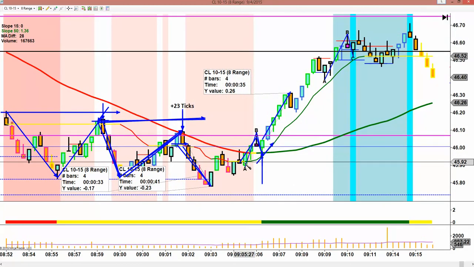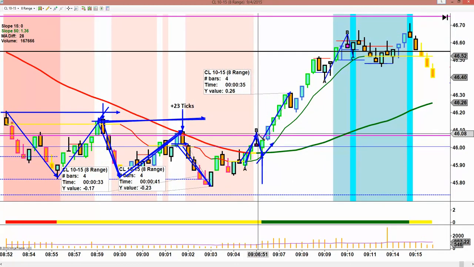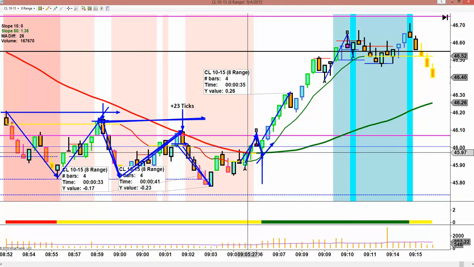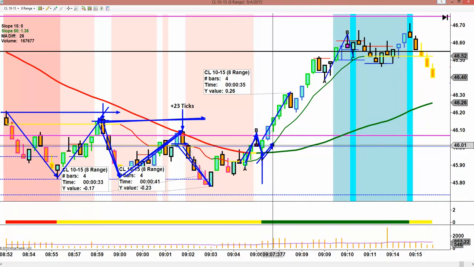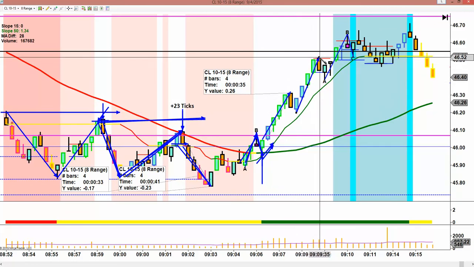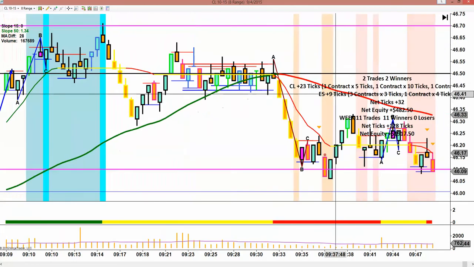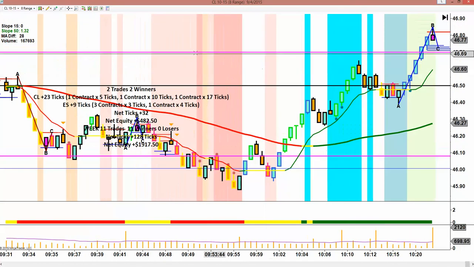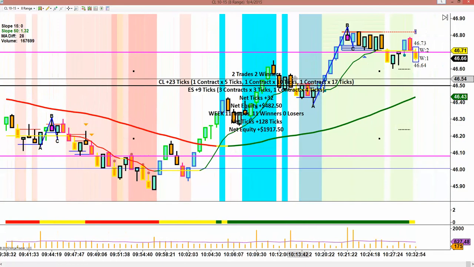Look at this trade on crude. Break of the 50, retest of the 50, 15's up, 50's up, 26 ticks, retraces, goes up again. It's just scary. So here's how we did. You can see a lot of candles.